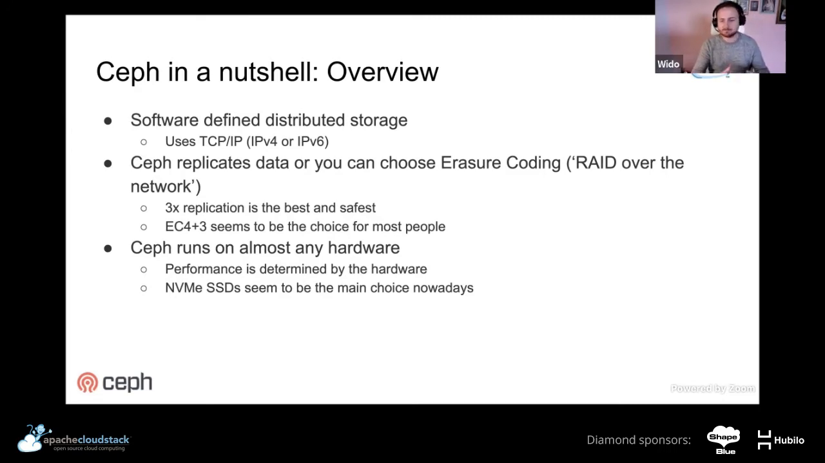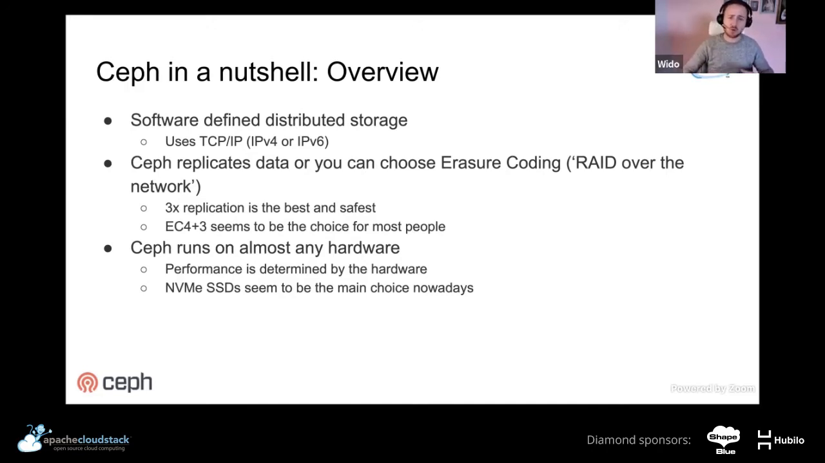Erasure coding, as I said, is RAID over the network. In our case, we use EC 4+3. You can compare it to RAID 6. However, RAID 6 has 2 parity drives. EC 4+3, let's say, is RAID 7.